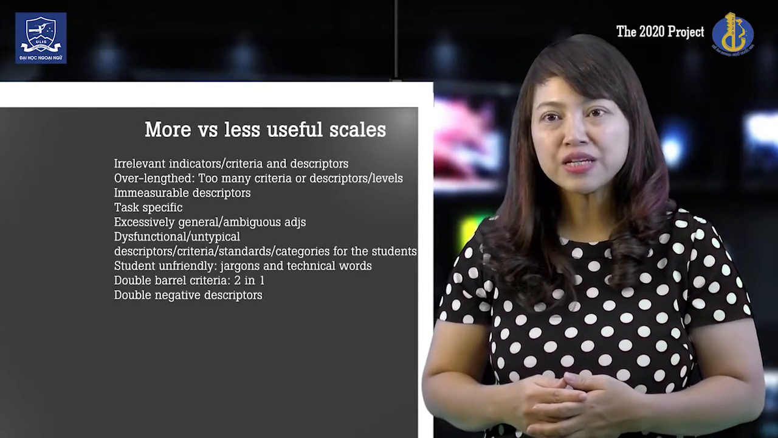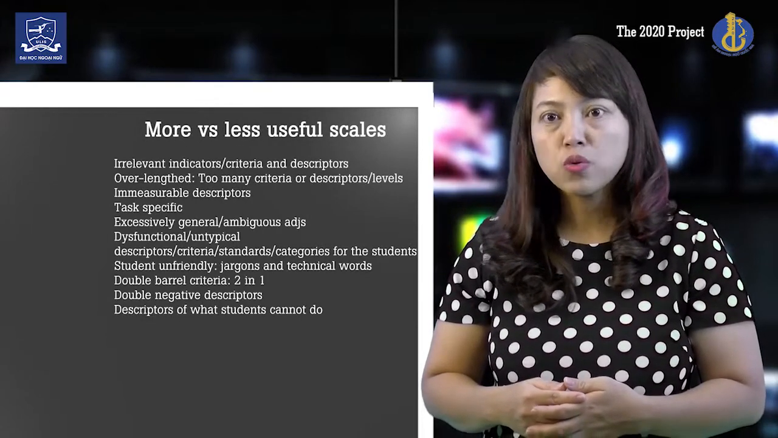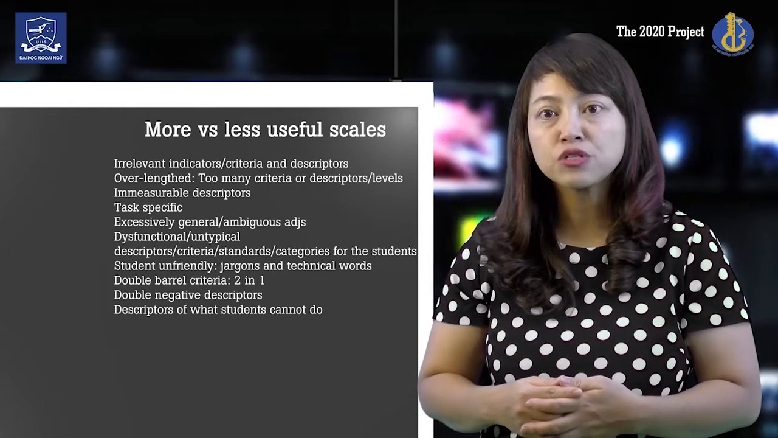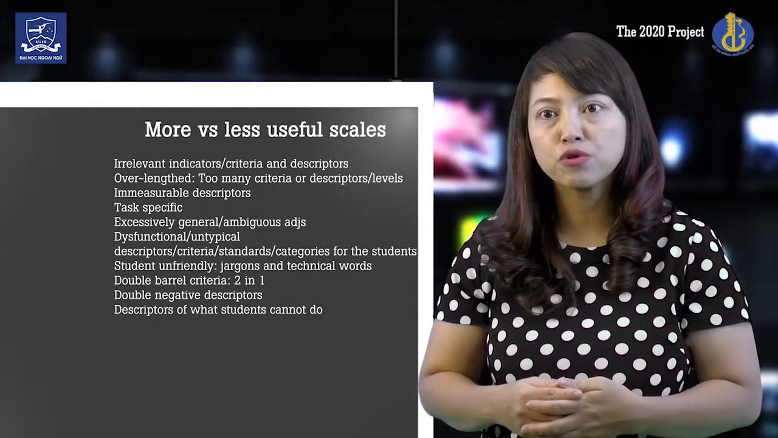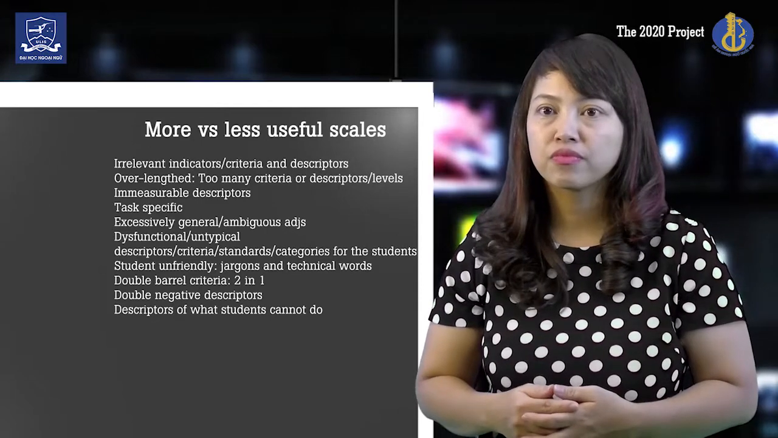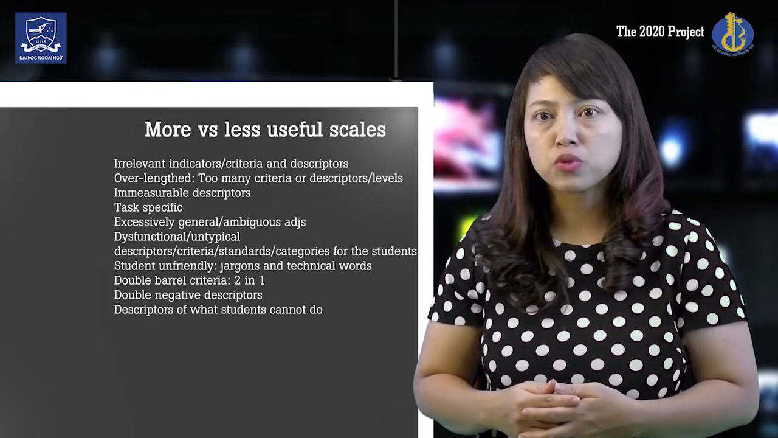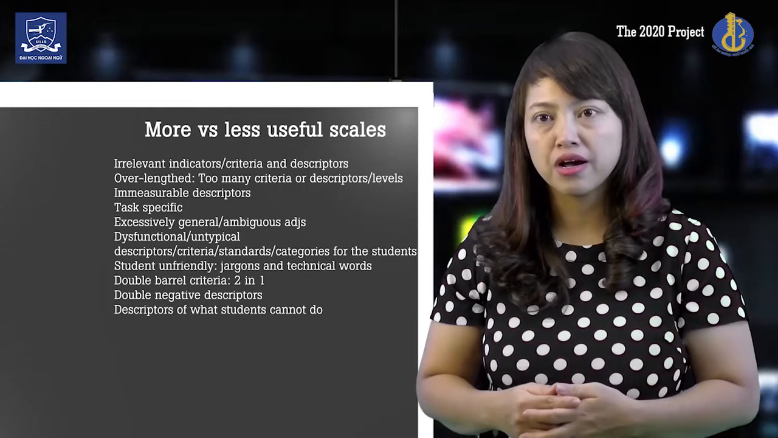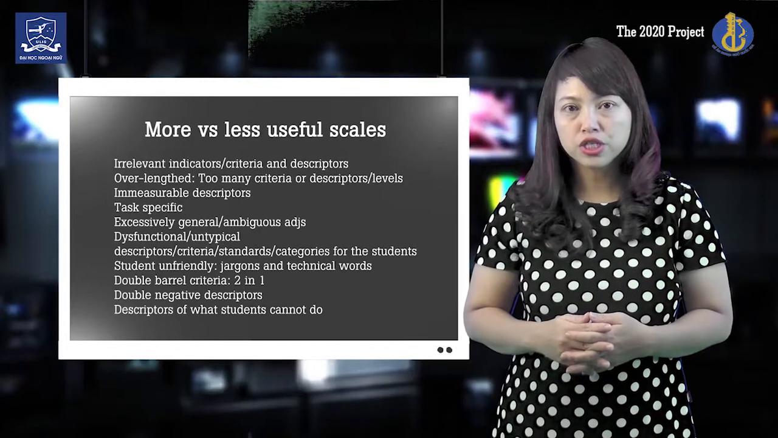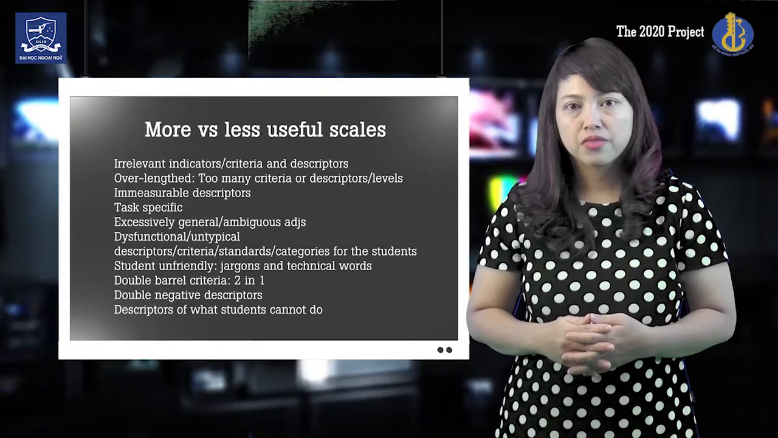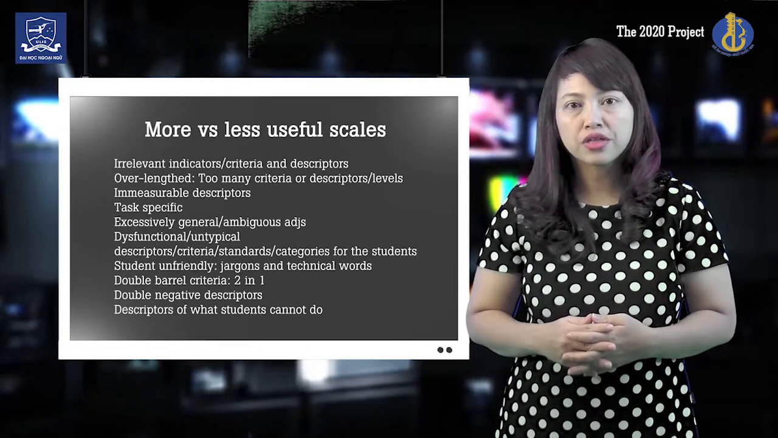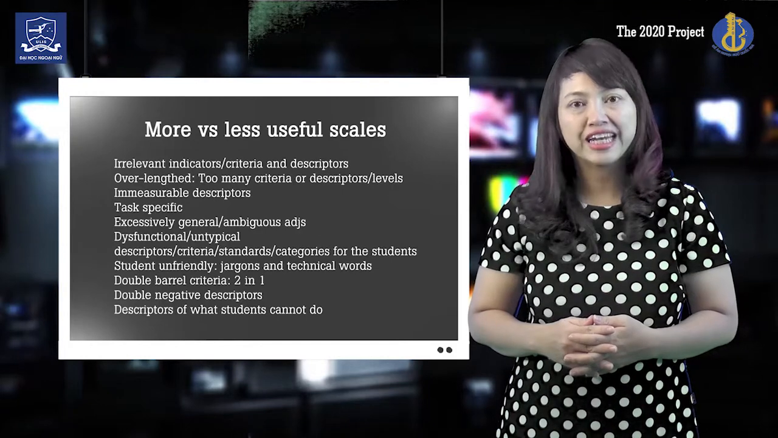Now let's turn to the last important content of these modules, in which we will discuss some points which will help you identify a less useful scale from a more useful one, and then avoid the mistakes in writing a scale. Most serious are the problems with the indicators, or the criteria, and the descriptive levels. They may be irrelevant to the course objectives and the assessment targets. There may be too many criteria or band scores, leading to lengthy scales which are not user-friendly.